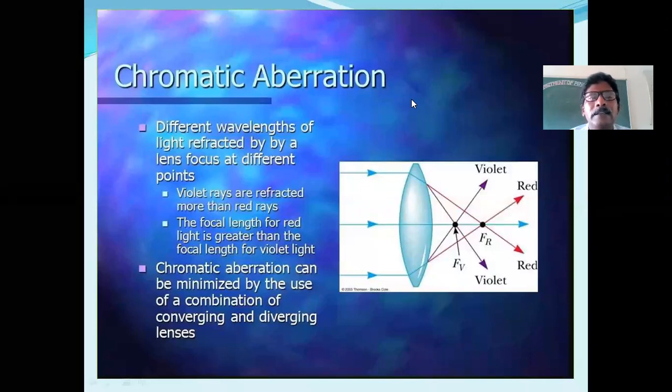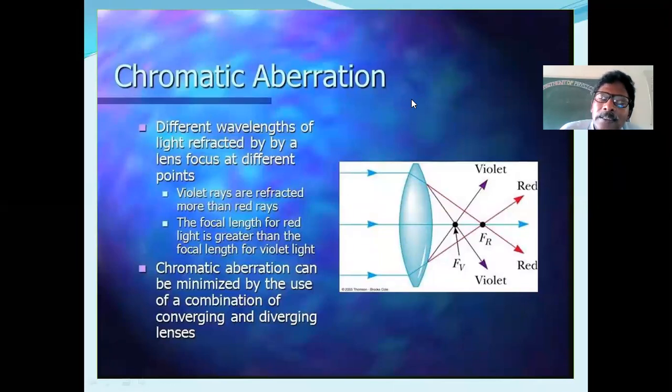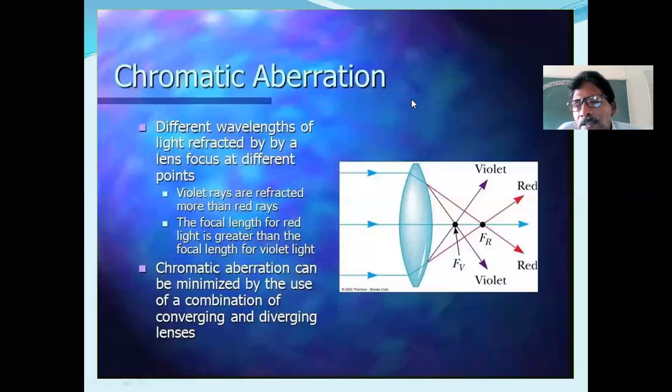As far as the linear or longitudinal chromatic aberration is concerned, look at this picture. Here, there is a convex lens and a parallel beam of light parallel to the principal axis. Of course, it is white light that is incident on the surface of the lens. After refraction, the violet rays are brought to a focus at FV and the red rays are brought to another focus, that is at FR.